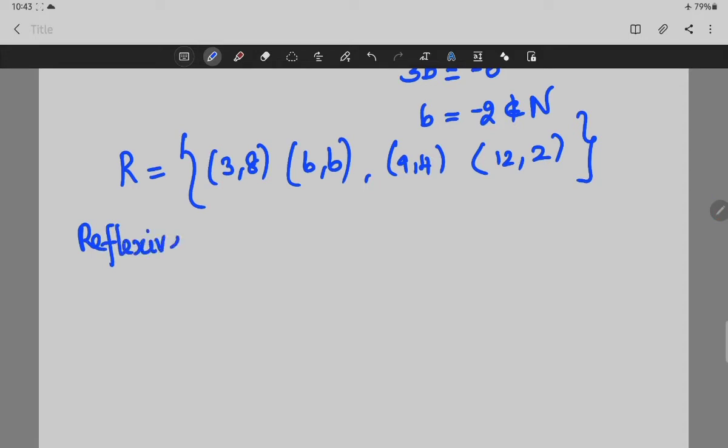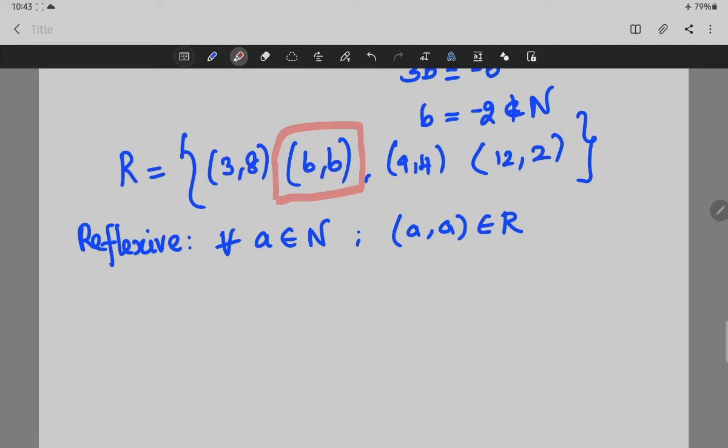What does reflexive mean? For all A belongs to the set S, here our set is the natural numbers, you should have (A, A) belongs to R. So for each A you will have only one ordered pair, like (6, 6) belongs to R. So for the natural numbers (1, 1), (2, 2), (3, 3), (4, 4), like that it goes on.